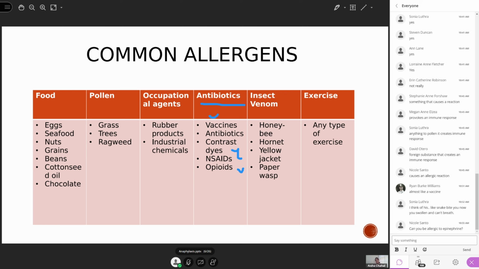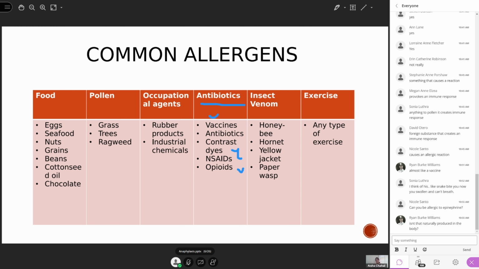Can you be allergic to epinephrine, that's a good question. I am pretty sure you can be allergic, because if you can be allergic to Benadryl, which we often give for allergies, right? And you can be allergic to epinephrine too. I really have to check some data before saying that, but I'm pretty sure anything out there can cause allergies.